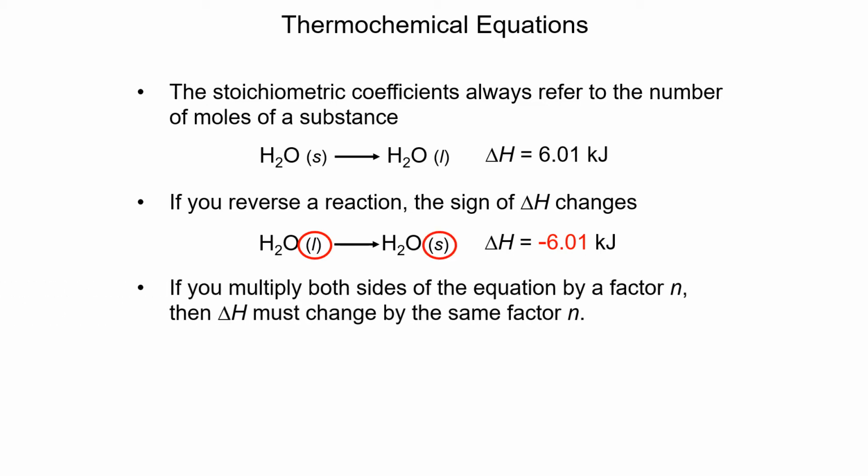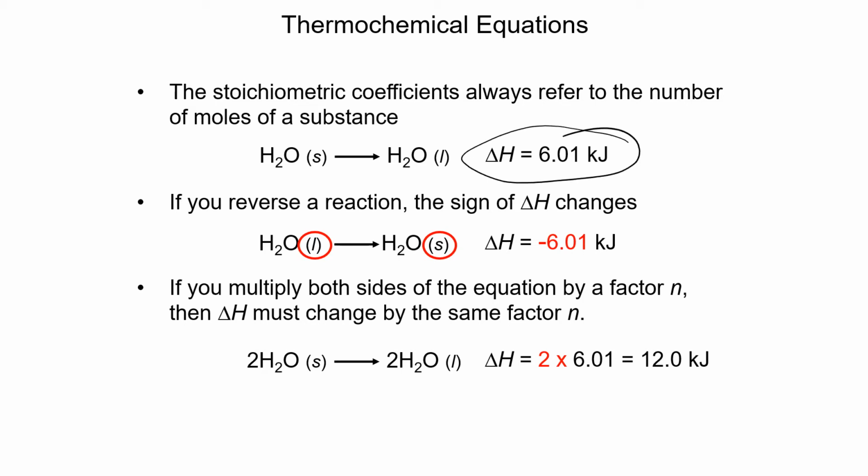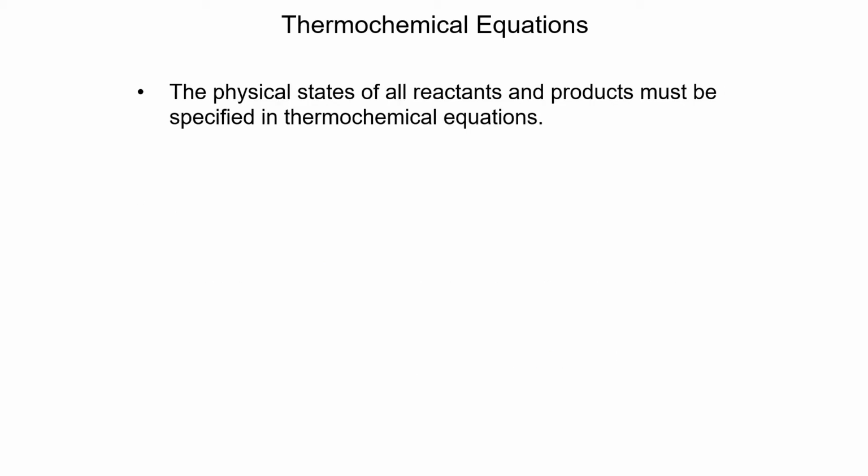If you should multiply both sides of the equation by a particular factor, then delta H has to be treated the same way. So if we are melting 2 moles of solid water to 2 moles of liquid water, the delta H needs to be multiplied by 2 because this delta H is determined for 1 mole. So to melt 2 moles of ice, we need 12 kilojoules of heat energy absorbed.